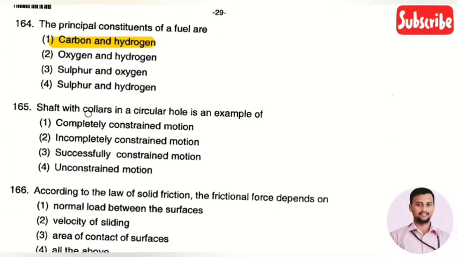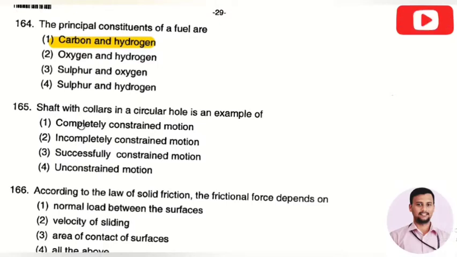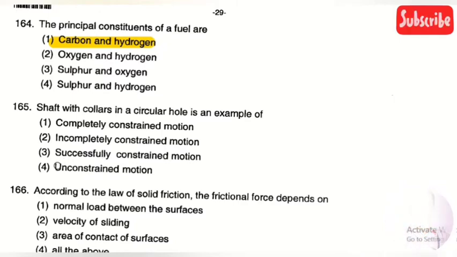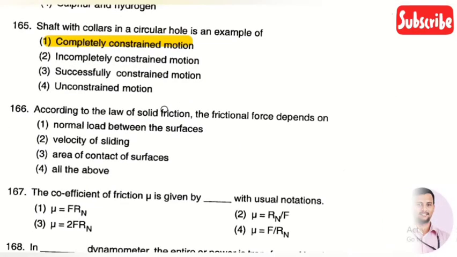The next one, the shaft with a collar in a circular hole is an example of: completely constrained motion, incompletely constrained motion, successful constrained motion, and unconstrained motion. The right answer is option 1, that is completely constrained motion.